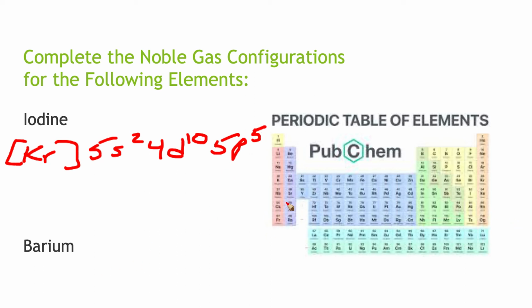Now we look at barium. The noble gas that barium went through last was xenon. So bracket Xe bracket, 6s2.